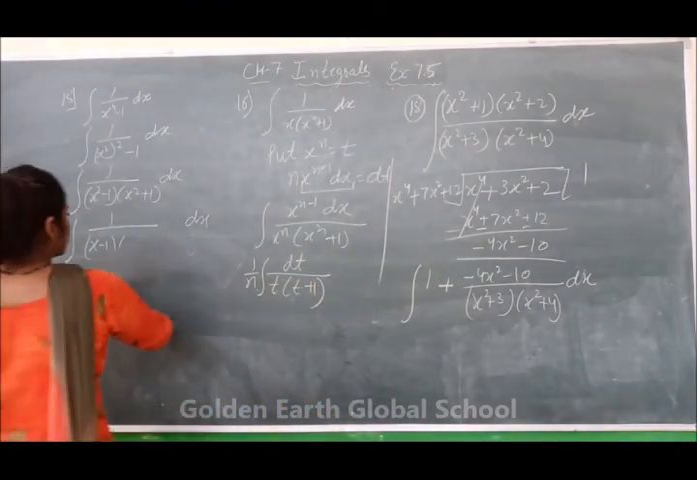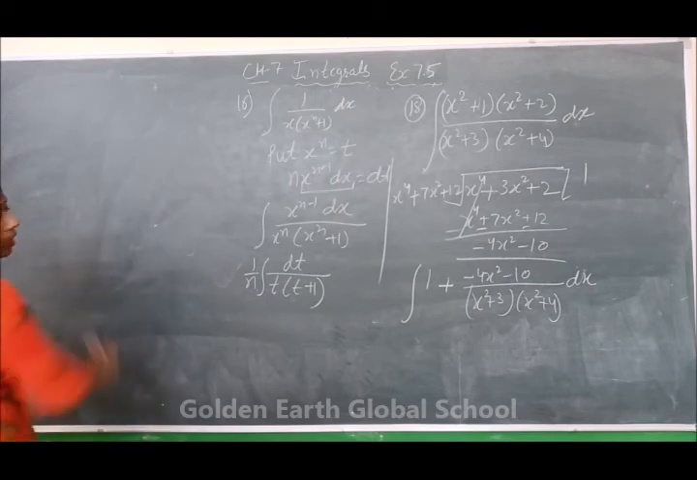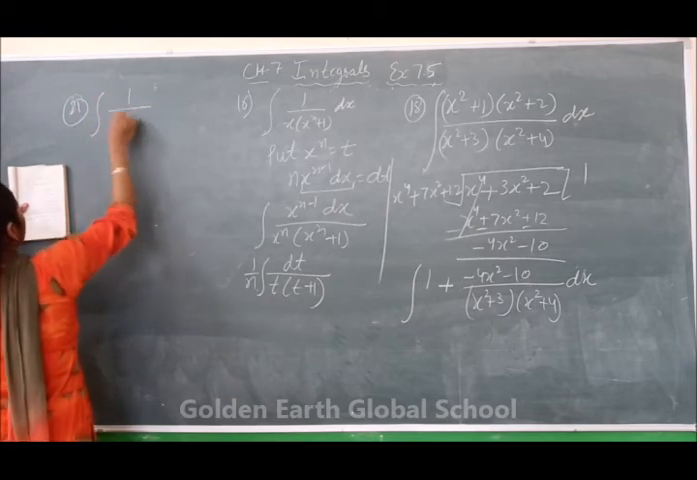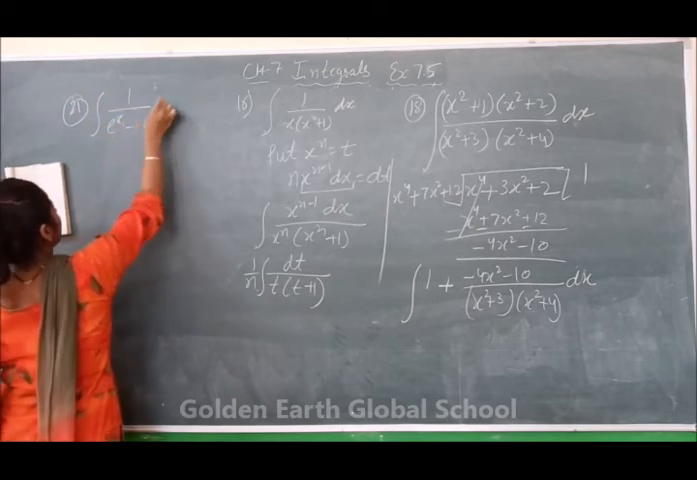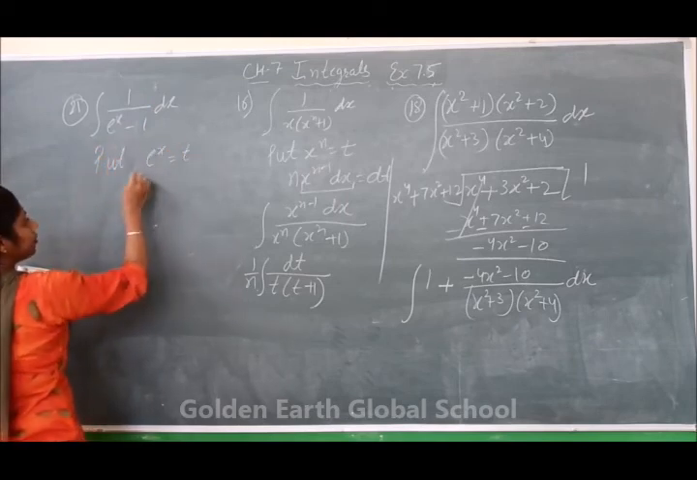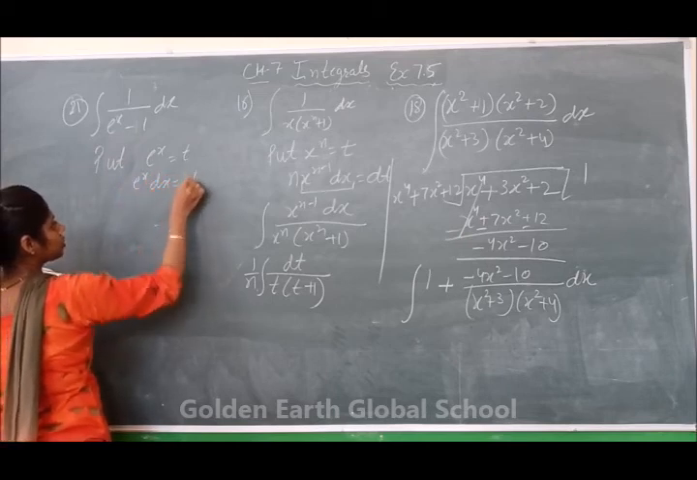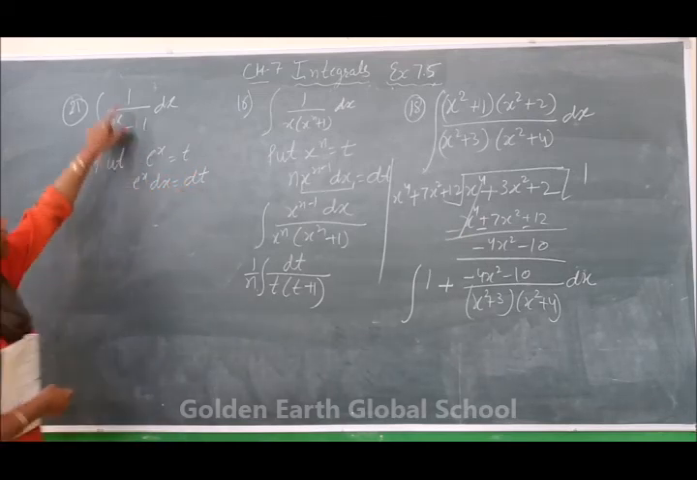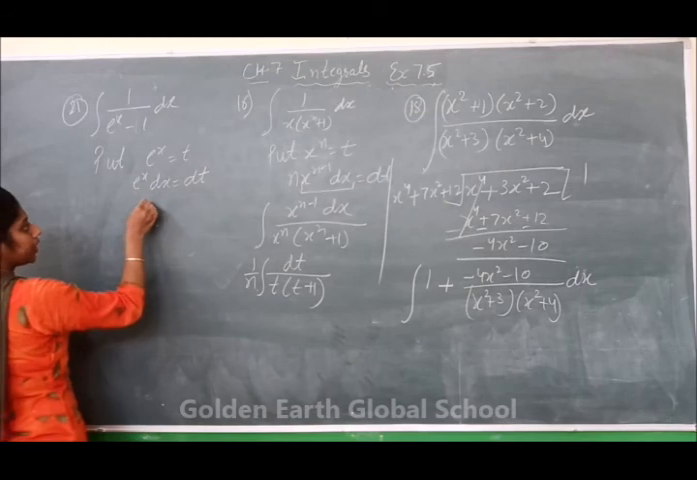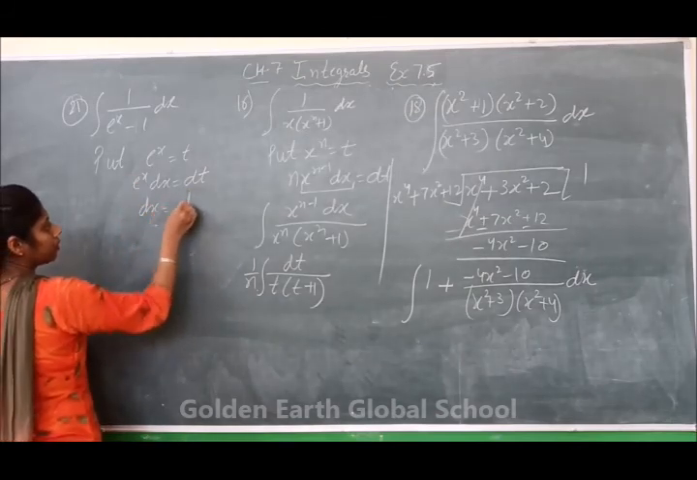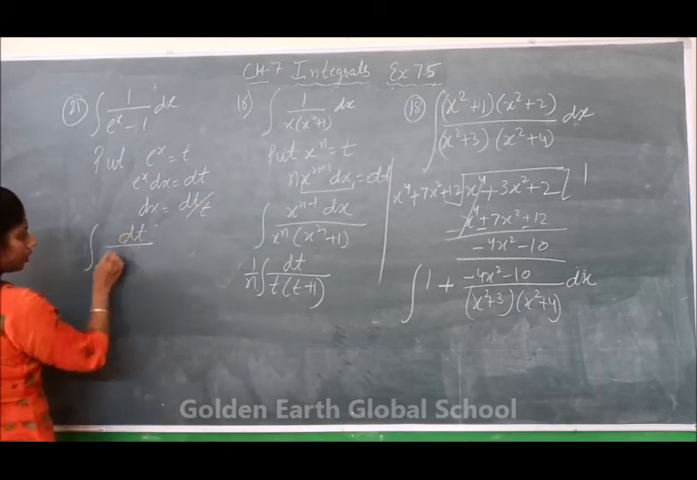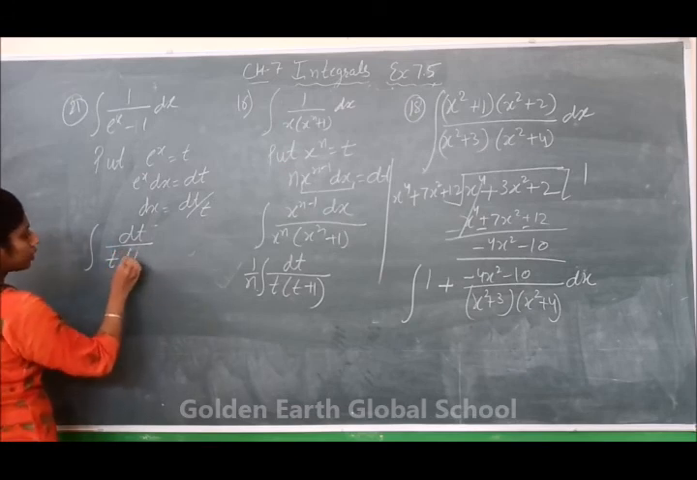In the 21st question there is an exponential function in the denominator: e to the x minus 1 dx. So put e to the x equals t. Derivative of e to the x dx equals dt, but in the numerator there is only dx, there is no e to the x. So instead of e to the x write t. So dx will become dt upon t. Our function will become dt upon t into t minus 1.